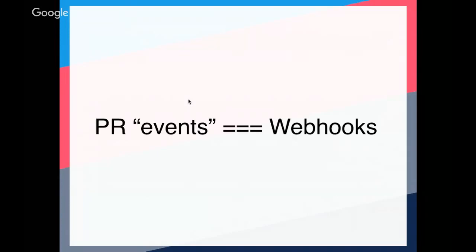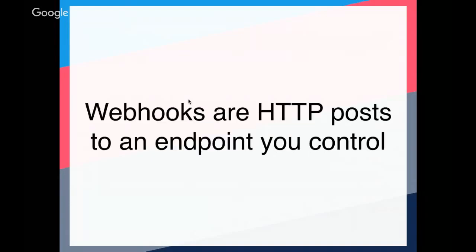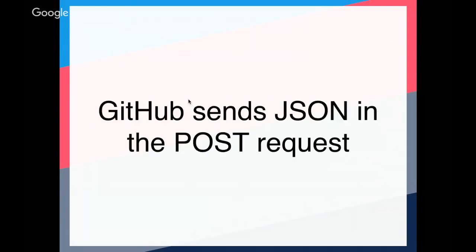So PR events, we can just think of them as webhooks. The webhooks are what we're going to leverage for this. And webhooks are just HTTP posts to an endpoint that you control. You tell GitHub, I want you to send this post to this endpoint that I'm listening to, and I'll handle whatever I want to do with that post. So GitHub sends you JSON.